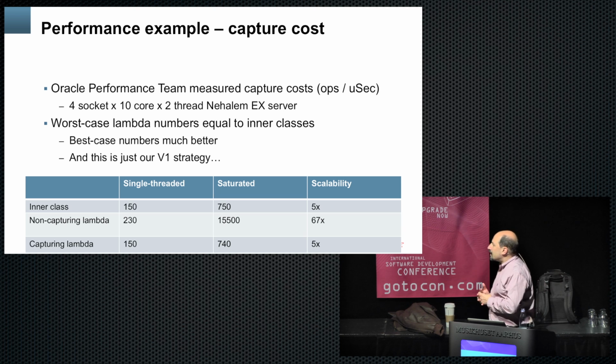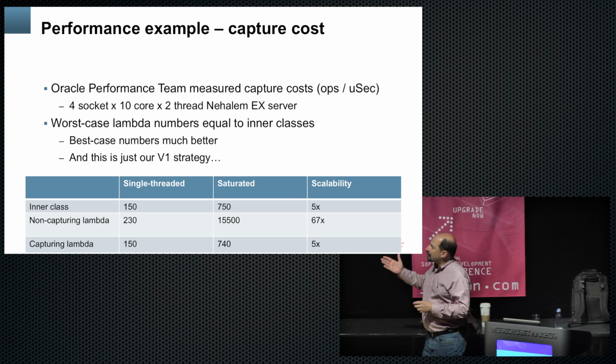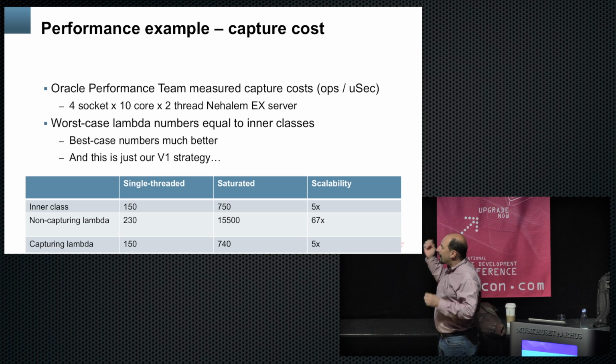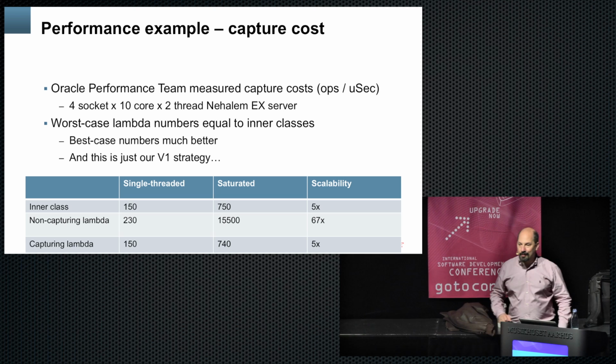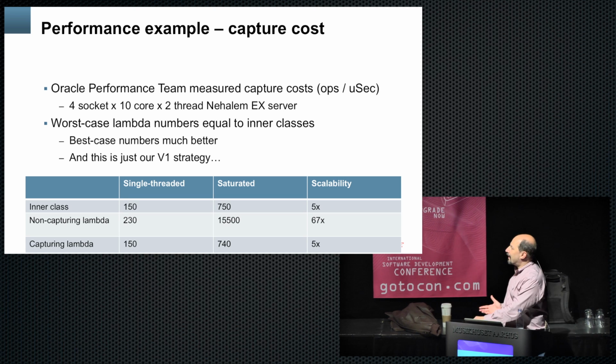And what we see is, not surprisingly, capturing Lambdas are exactly as fast or slow as inner classes, and non-capturing Lambdas are faster in the single-threaded mode. And when we go to the saturated mode, non-capturing Lambdas are way faster than inner classes.